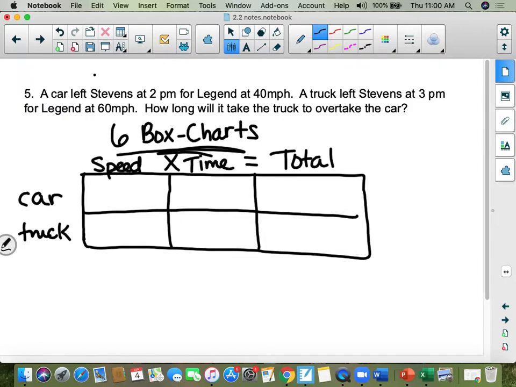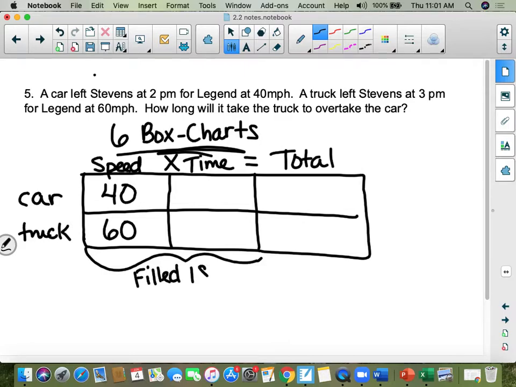Okay, how fast is the car going? He's going 40 miles per hour, and the truck is going 60 miles per hour. Everybody see how to fill in those? Okay. These 4 boxes must be filled in first. You must fill in these 4 boxes first. 2 of them will have numbers. The other 2 will have variables in them.